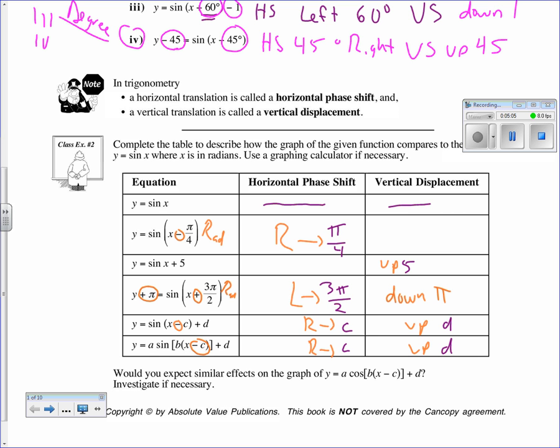We okay with graphing trigonometric ratios? Let's turn the page.